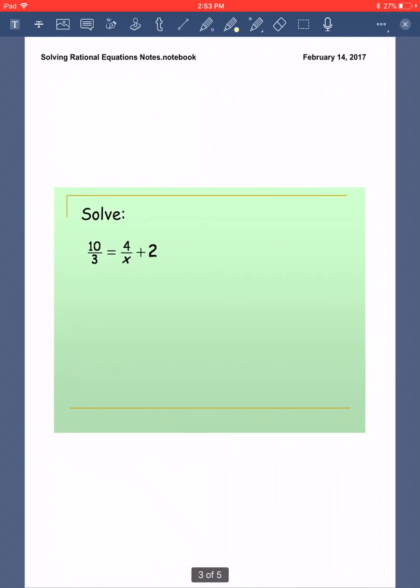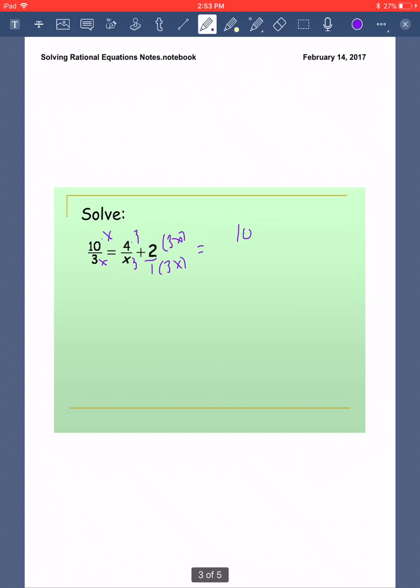Okay, next up I have 10 over 3 equals 4 over x plus 2. So I want to get a common denominator. So right now, 2 over 1. So I've got a denominator of 3, x, and 1. So a good common denominator is going to be 3x. So I'm going to multiply 10 over 3, top and bottom by x. 4 over x, top and bottom by 3. And then 2 over 1, top and bottom by 3x.